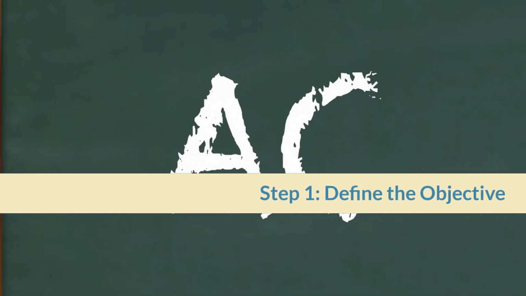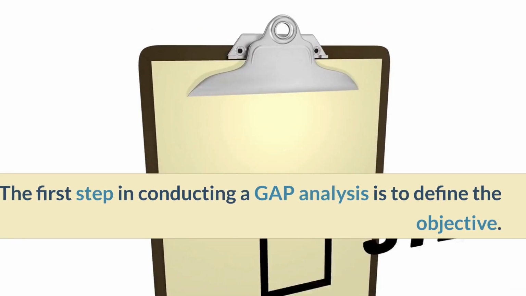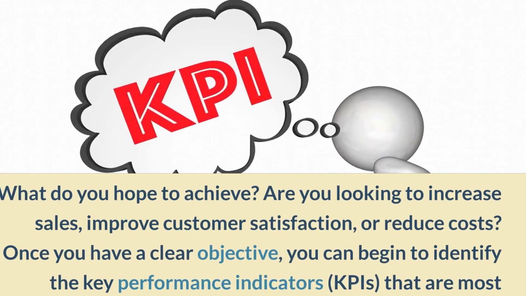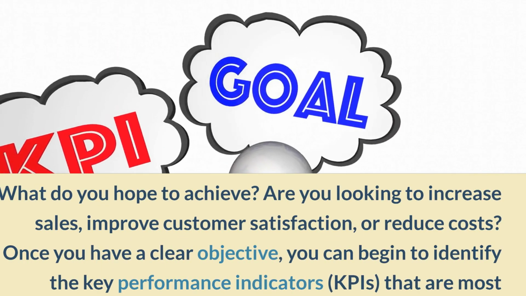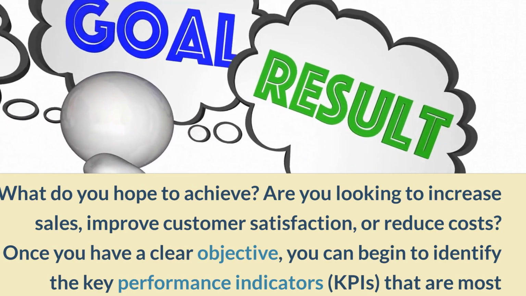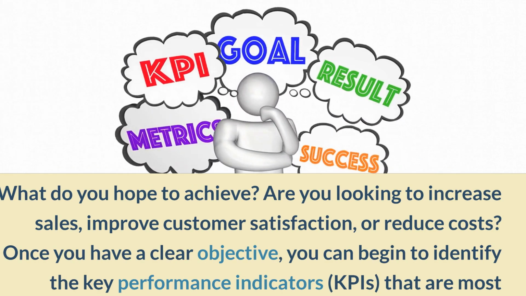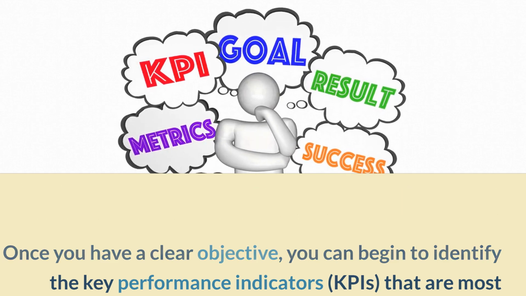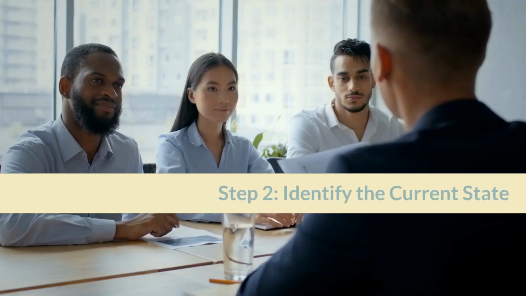In this video, we'll discuss the basic process for conducting a gap analysis. Step 1. Define the objective. The first step in conducting a gap analysis is to define the objective. What do you hope to achieve? Are you looking to increase sales, improve customer satisfaction, or reduce costs? Once you have a clear objective, you can begin to identify the key performance indicators, KPIs, that are most relevant to that objective.